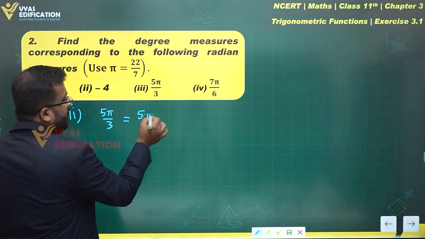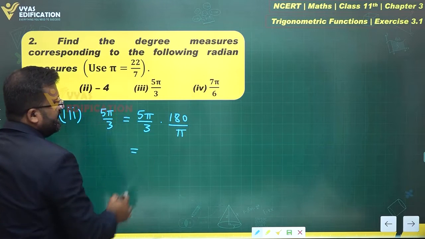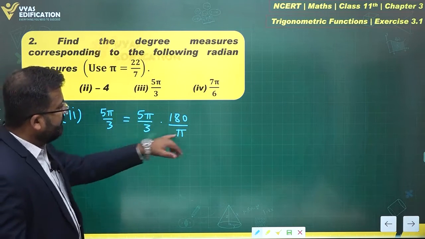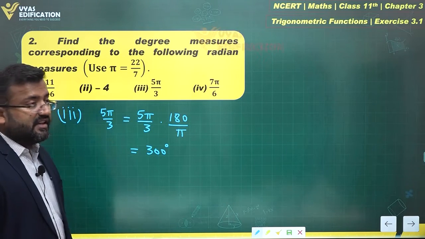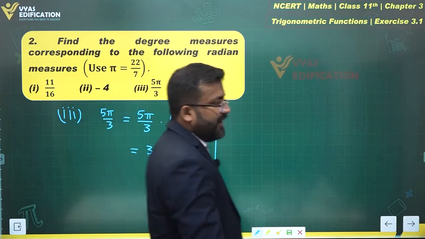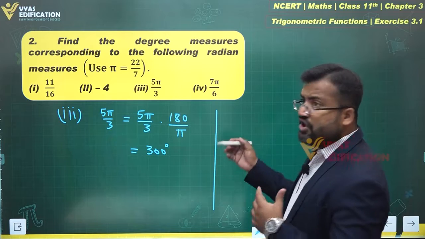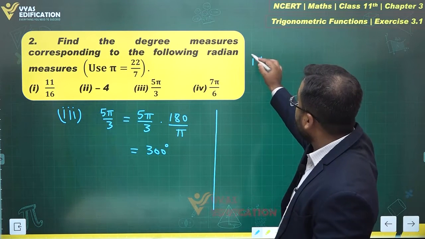Now what is 5 pi by 3? This is 5 pi by 3 times 180 upon pi. And can we solve this? Yes, this is 300 degrees. Pi and pi get cancelled. 3 times 60 is 180, and 5 times 60 is 300. This is 300 degree. What about 7 pi by 6? Again, this is pi plus pi by 6. Pi by 6 is 30 degree, right? So pi plus pi by 6 would be 210 degree. That is something which we should be aware of.